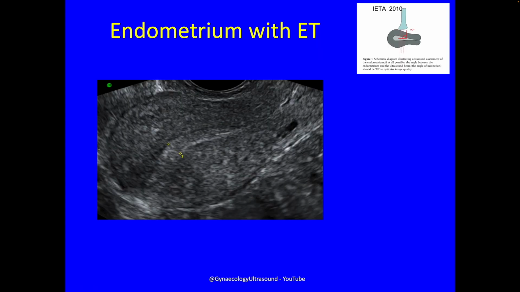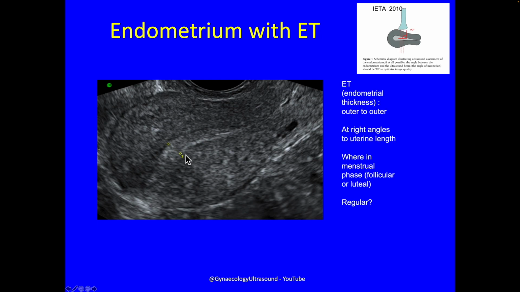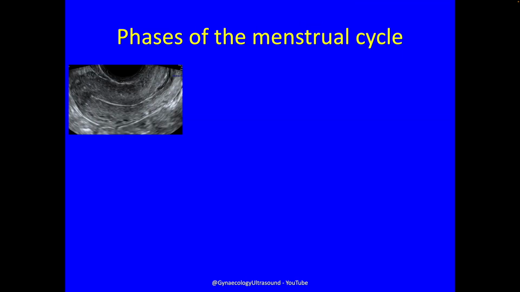They also described how we should be measuring the endometrial thickness, and it is with the probe at 90 degrees to the uterine lie. So like this, you go 90 degrees front to back. And you can also say what the thickness is, but also where in the menstrual phase is this patient. Is it follicular or luteal, and whether the endometrium is regular or not. These are the different phases.